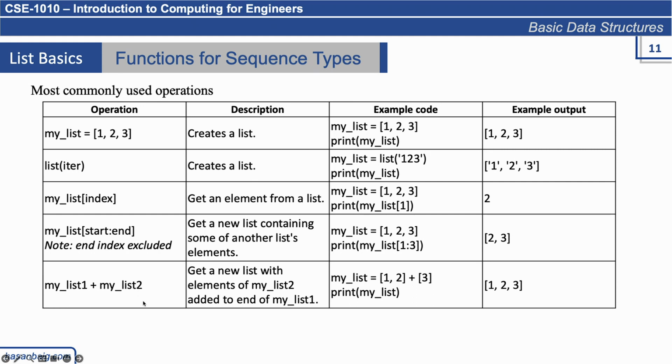Again, concatenate: we can merge two lists together. The first list contains 1, 2, and the second list contains only one element. We can join them together with the help of the plus operator. It will merge both lists together and create a new list containing 3 elements.